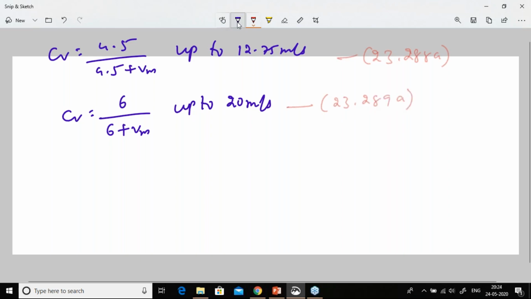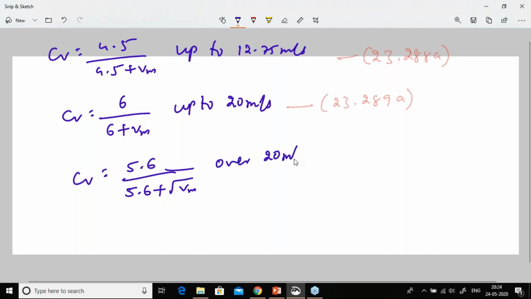And if it is more than 20 meter per second, we have the equation Cv equals 5.6 divided by 5.6 plus square root of Vm. This is over 20 meter per second. Equation number 23.290a. So based upon the Vm value, we have to use the Cv equation and calculate.